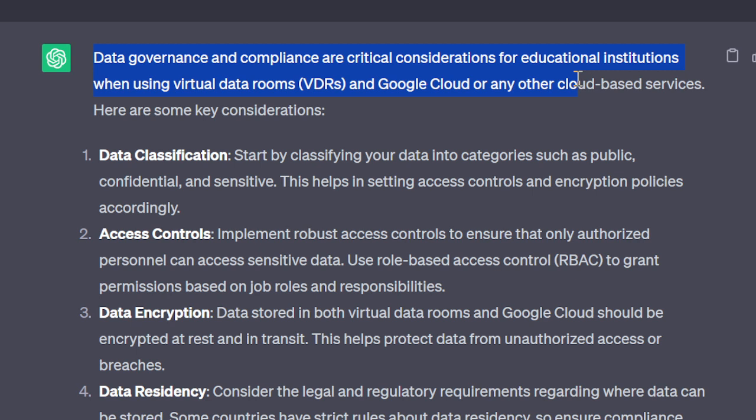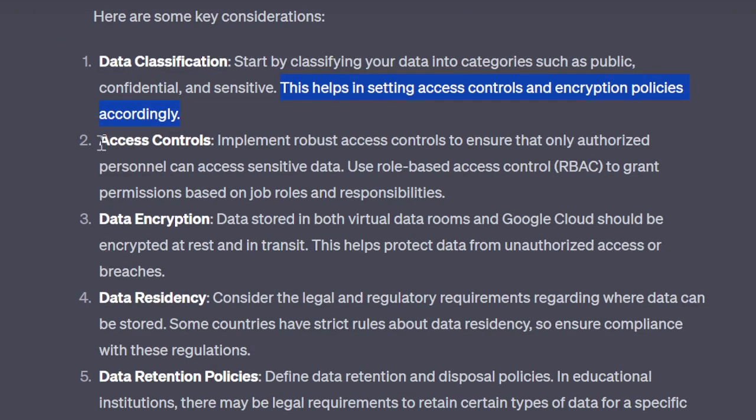Number one, data classification. Start by classifying your data into categories such as public, confidential, and sensitive. This helps in setting access controls and encryption policies accordingly. Number two, access control. Implement robust access controls to ensure that only authorized personnel can access sensitive data.